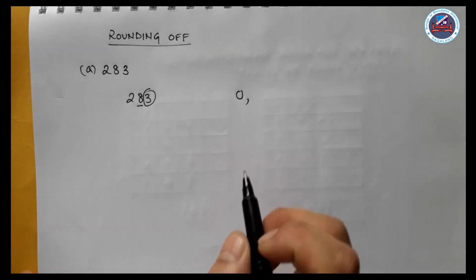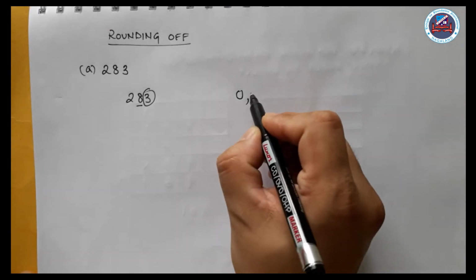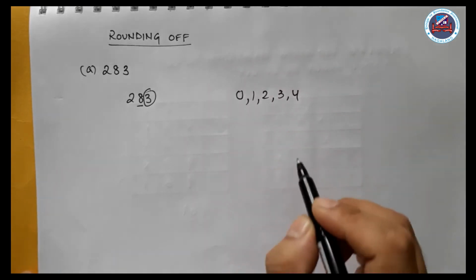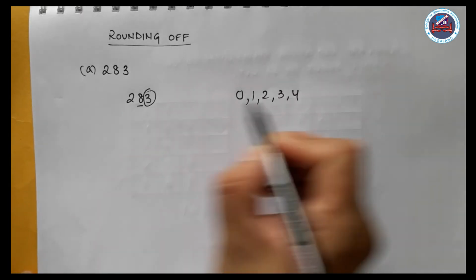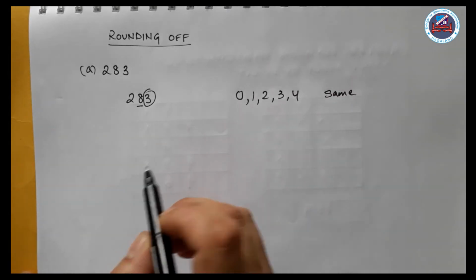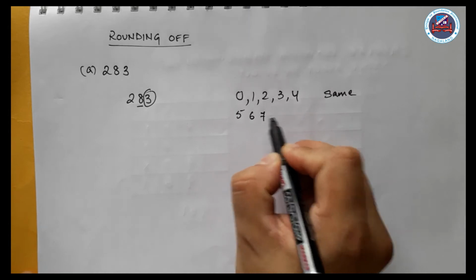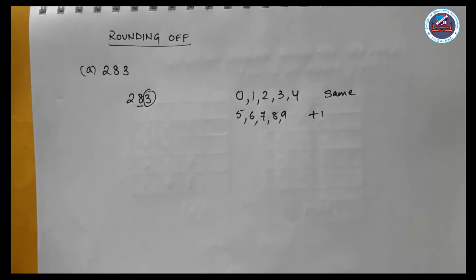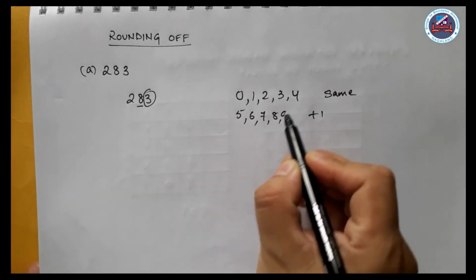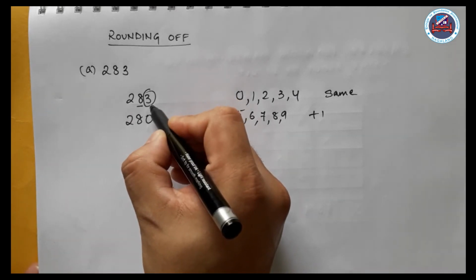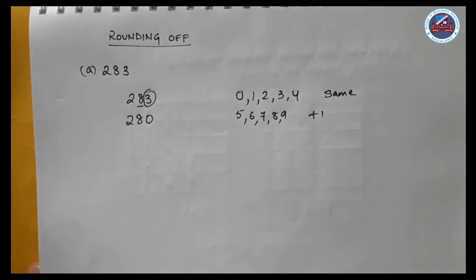We have to remember that if the number in the units place is 0, 1, 2, 3 or 4, then the number in the tens place will remain the same. And if the number in the units place is 5, 6, 7, 8 or 9, then we have to plus 1 to the number in the tens place. So in this case it is 3, so this will remain as 280. This number in the units place will be 0. So this will be the answer after you round off.